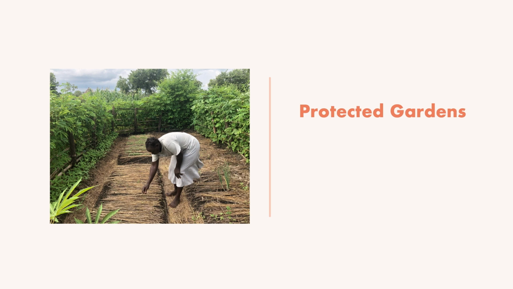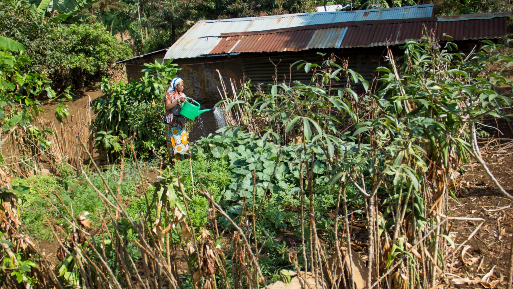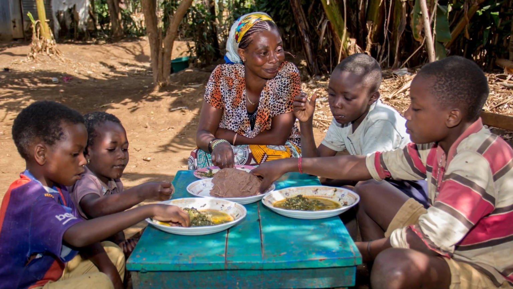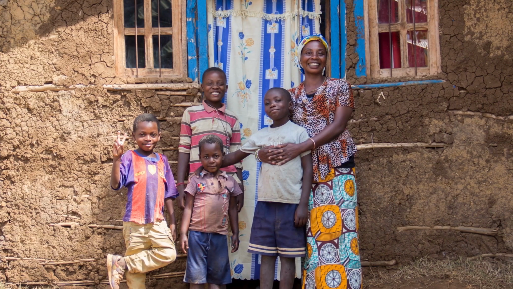When it is adequately protected from extreme heat or strong rains, it can survive these climate shocks and continue to support the household. In this way, a healthy garden is a resilient garden, and resilient gardens provide support to households in multiple ways: food throughout the year, diverse sources of income, and access to materials that make life easier.